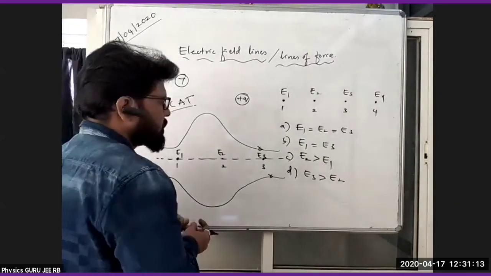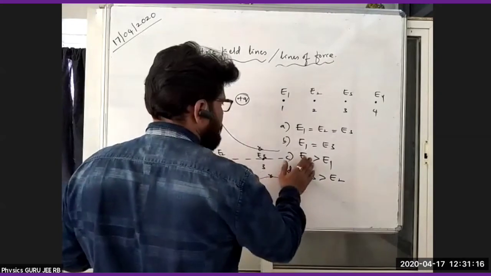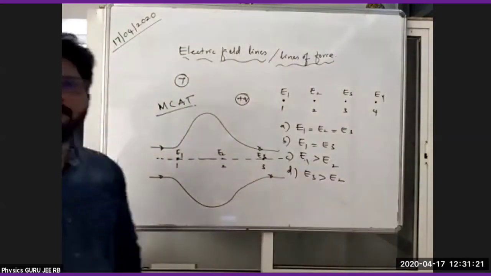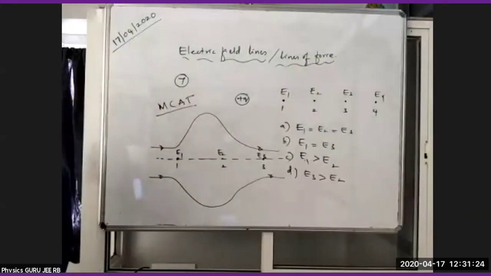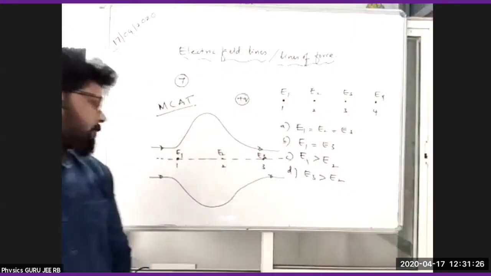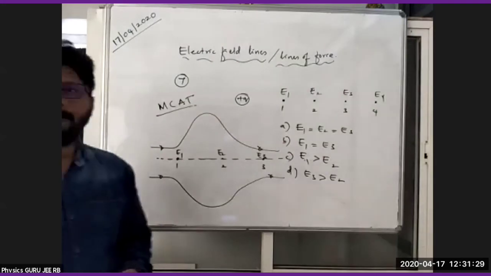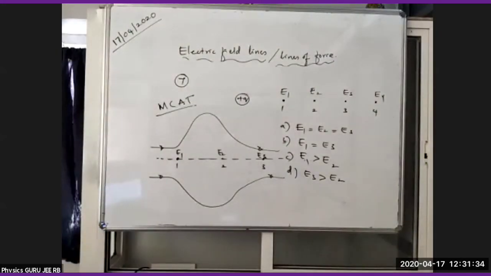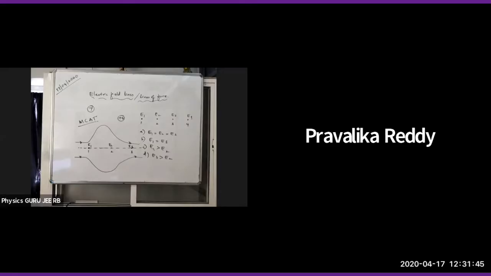One more I'll give like this. This is E1 greater than E2. Now, what are the correct options? Can you tell me? Anybody? Or what are the wrong options?